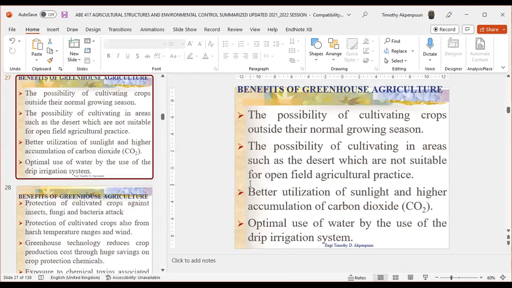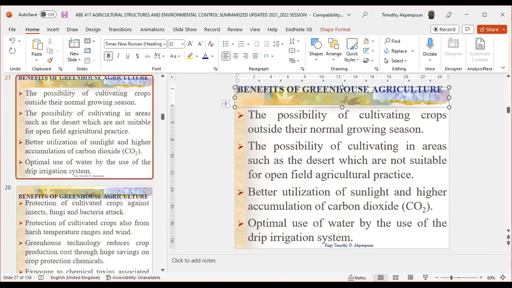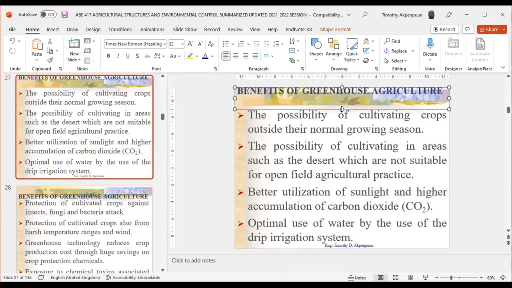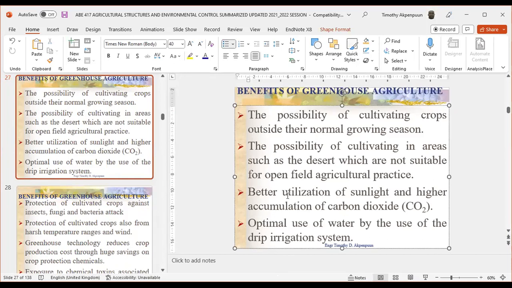It says what? Benefits of greenhouse agriculture. Number one says: possibility of cultivating crops outside their normal growing season. Right? The possibility of cultivating areas such as the desert, which are not suitable for open field agricultural practice.